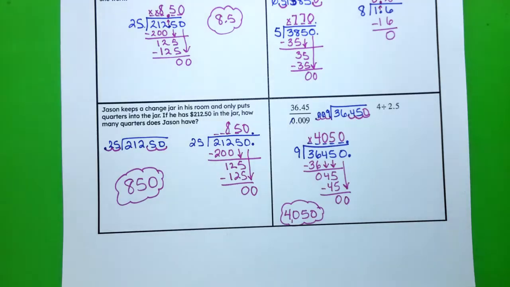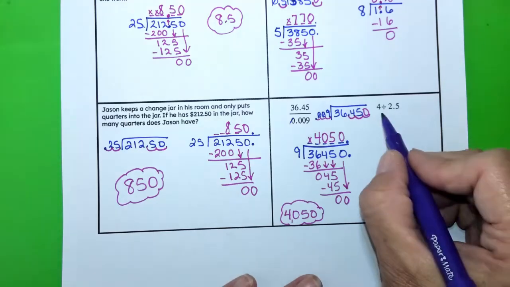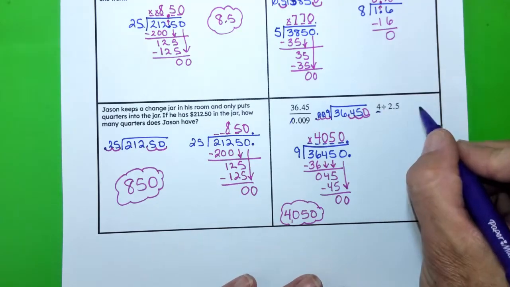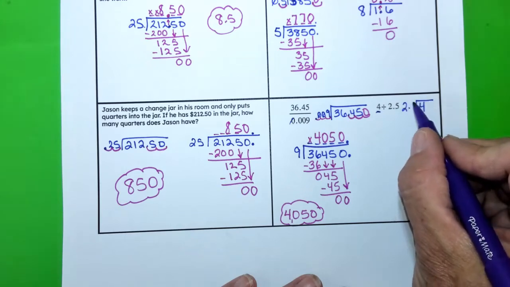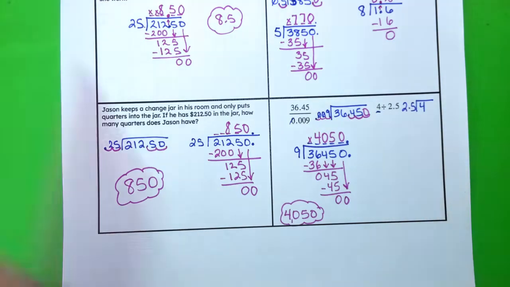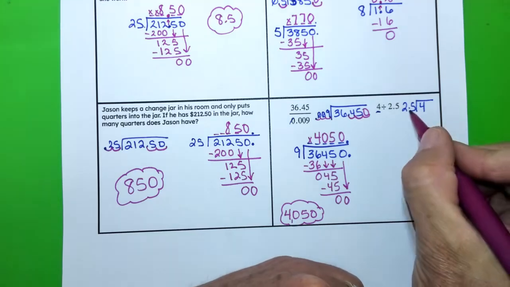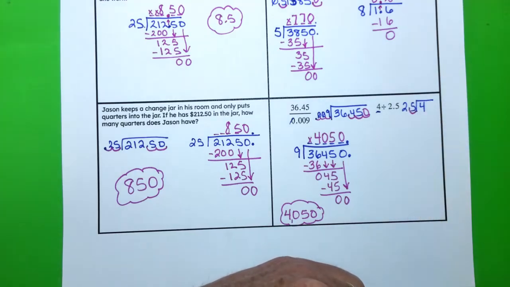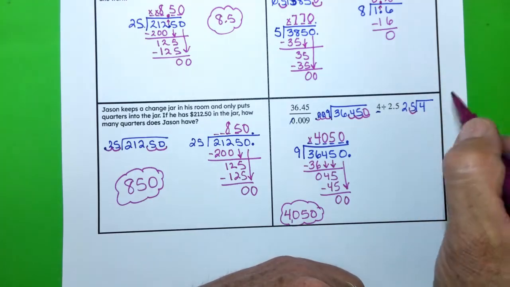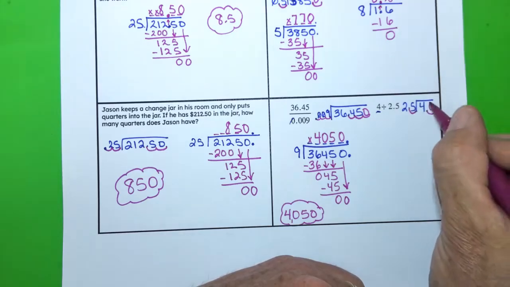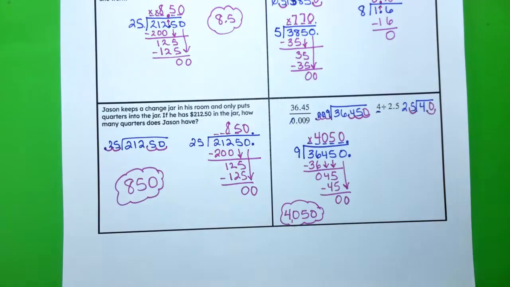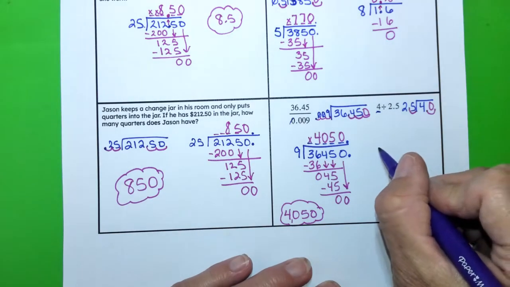All right, next one. The first dog goes in the house. The 2.5 goes outside. Now to get the 2.5, to have the decimal against the wall, I got to move it 1 space. The 4 doesn't have a decimal. That means it's at the back. I got to move it 1 space and add a 0. Okay, so let me rewrite this mess.